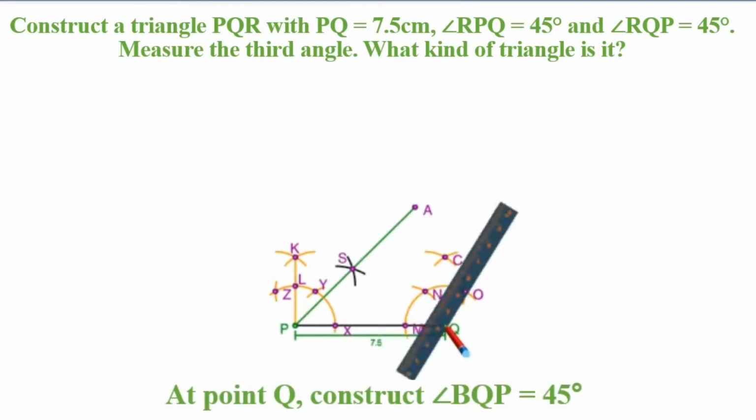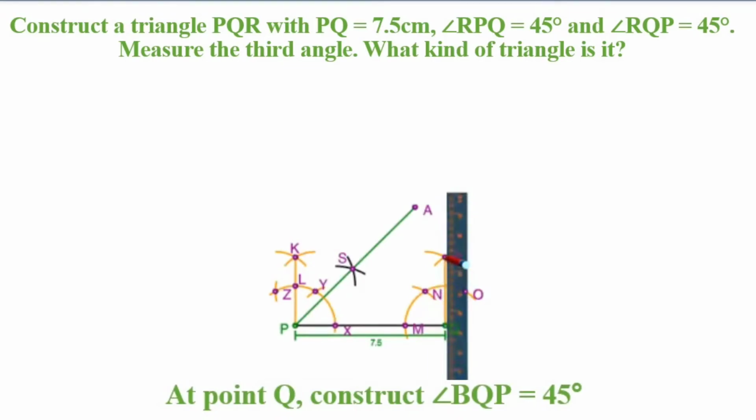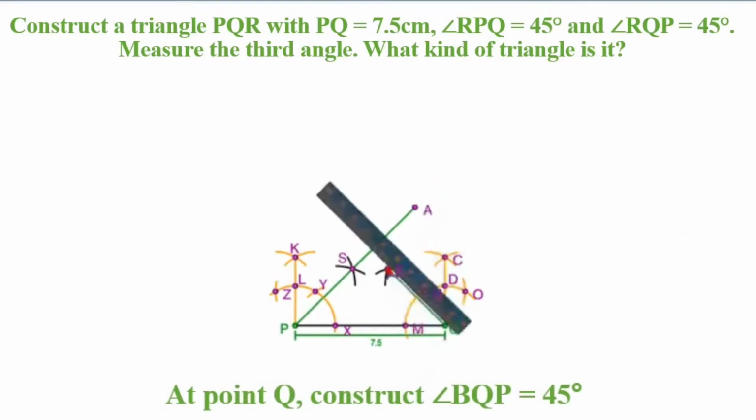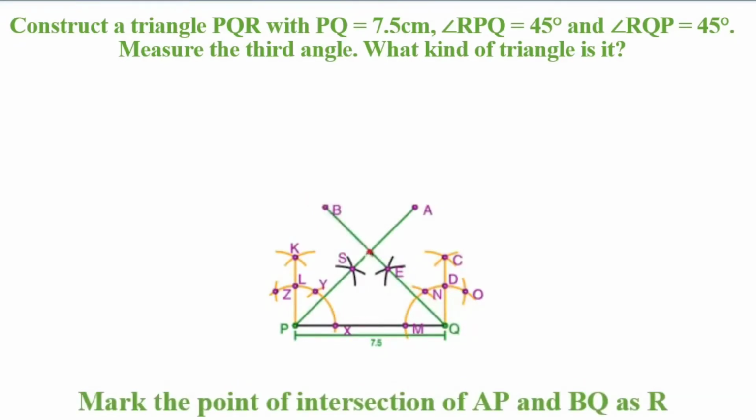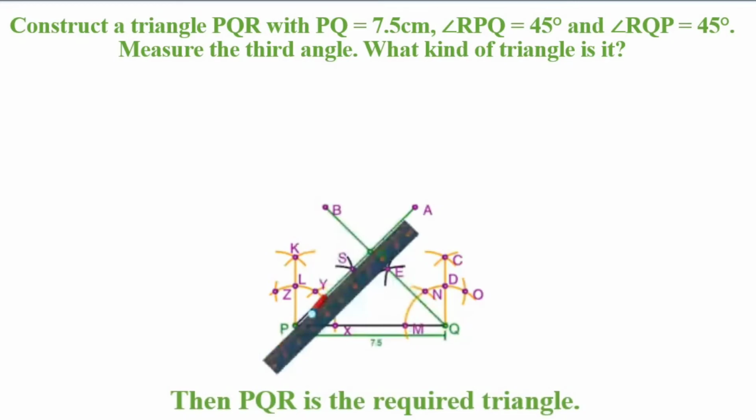I join QC. Wherever QC is intersecting the first arc, I mark that as point D. So with M as center and any radius, I make an arc. With D as center and the same radius, I make another arc to intersect the previous arc at point E. I join QE and extend it to point B. Then angle PQB will be equal to 45 degrees. Wherever line segment PA and QB are intersecting, I mark that point as point R. Then PQR is the required triangle.